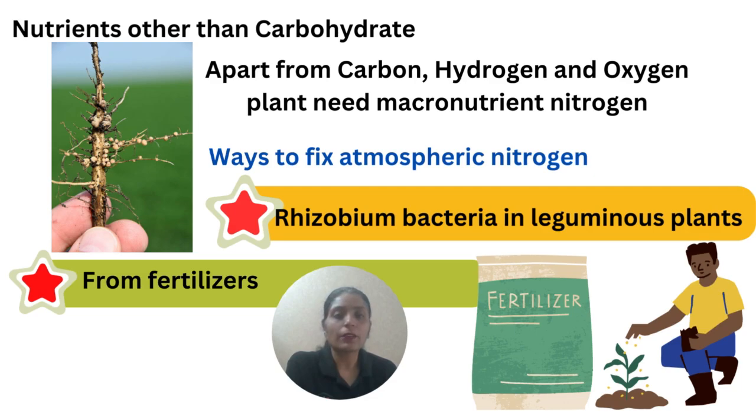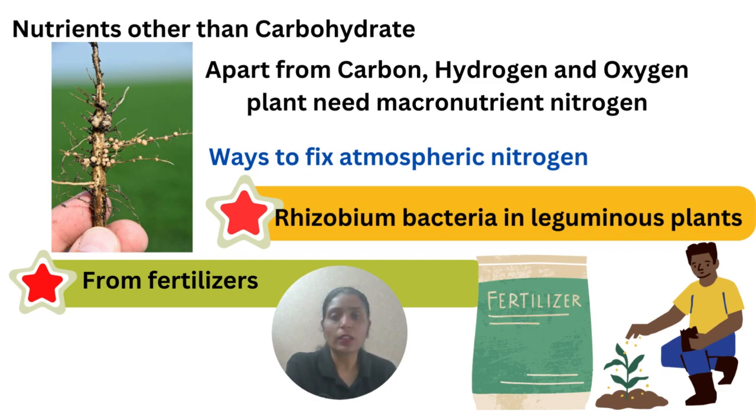Now there are different ways to fix this nitrogen, because plants cannot take nitrogen directly from the atmosphere, just like normal breathing or through the stomatal pore. So the plant has to fix this nitrogen into a water soluble form so that the roots will absorb it easily. There are two ways to fix this atmospheric nitrogen.